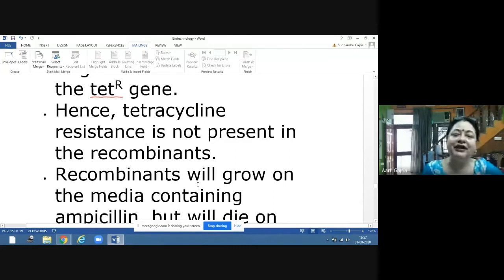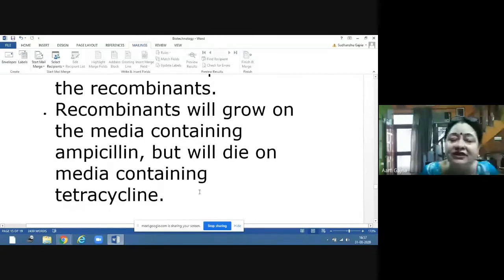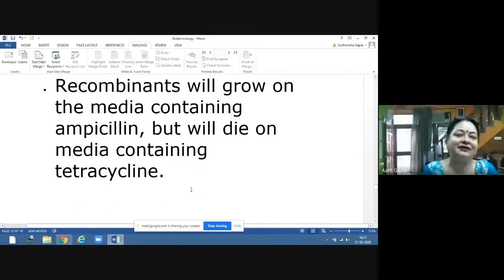The recombinants will grow on a media. We will grow this bacteria on a medium which is containing ampicillin. So what will happen? The recombinants can grow on the medium because they have the ampicillin resistant gene, but they will die if we have the media containing tetracycline, because tetracycline resistance is now not present in the vector. Why is it not present?